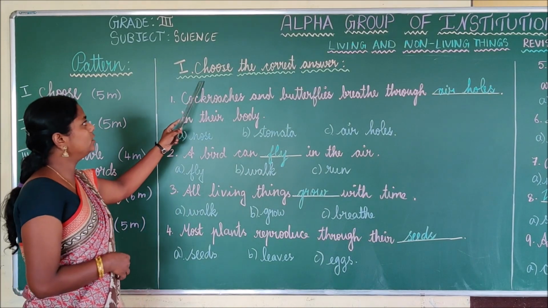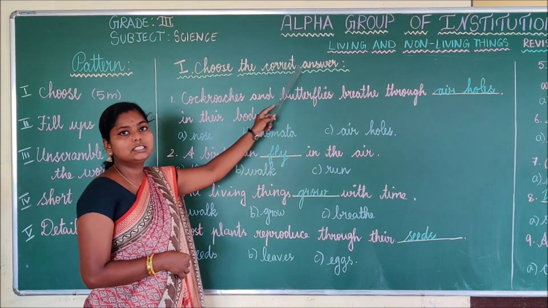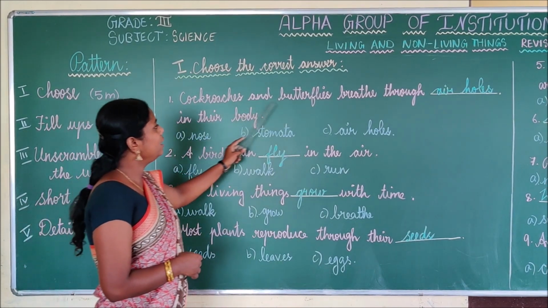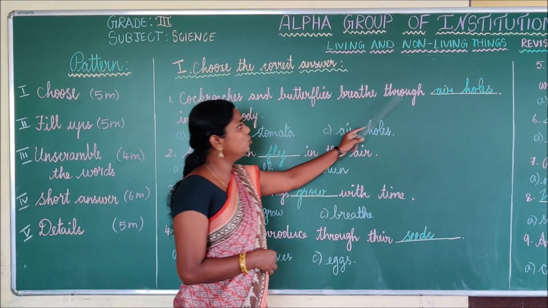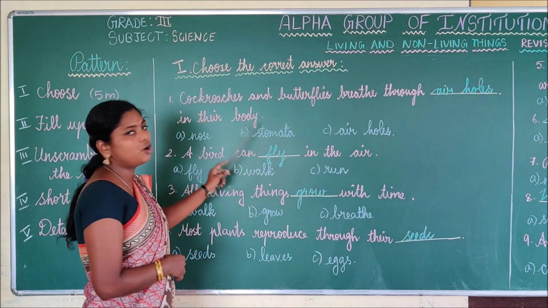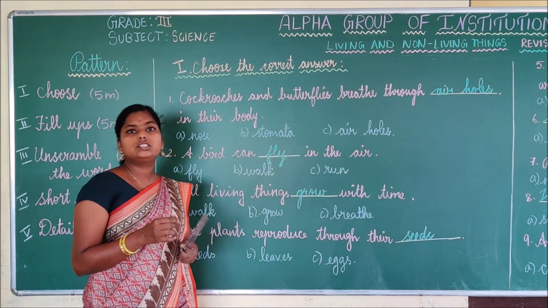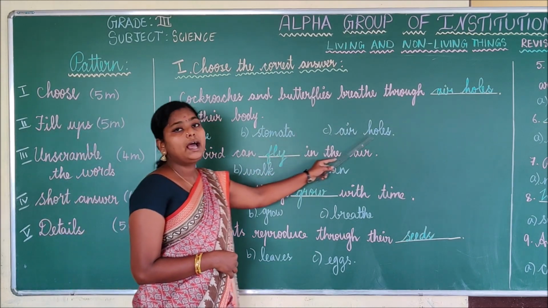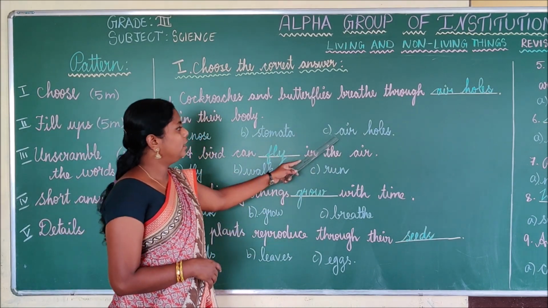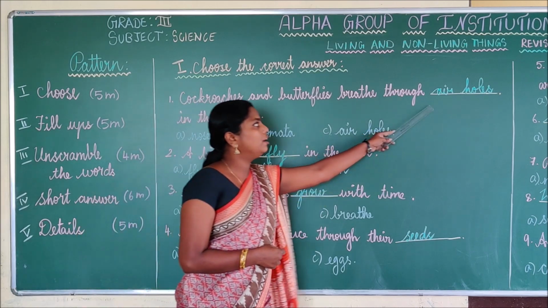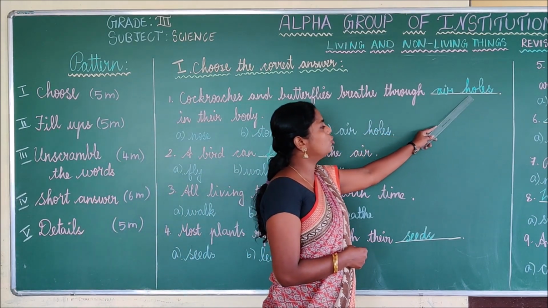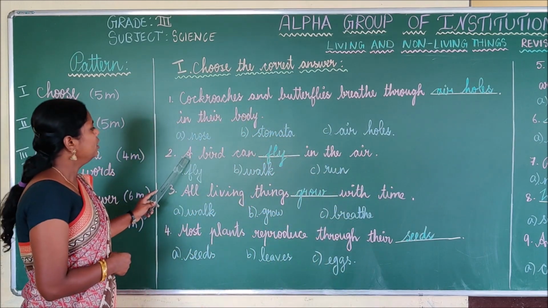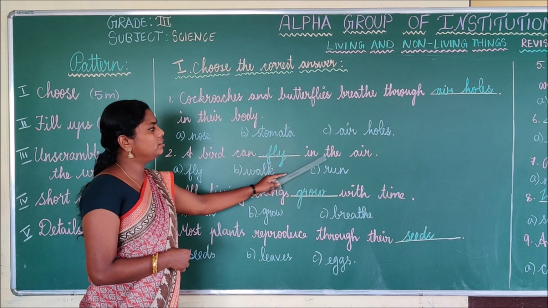So we are going to keep this format and revise for your test. The first part is choose the correct answer. Cockroaches and butterflies breathe through dash in their body. Which part? Is it nose or stomata or air holes? Yes, very good. They breathe through their air holes. A-I-R-H-O-L-E-S. Air holes.